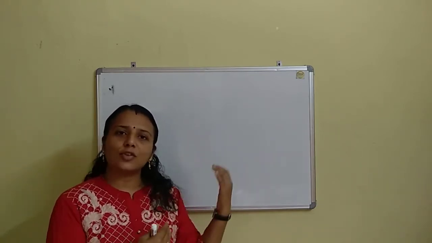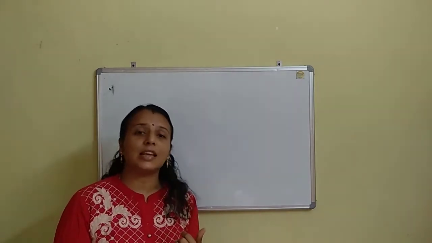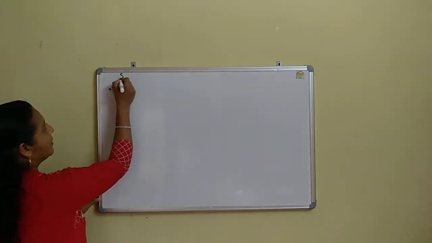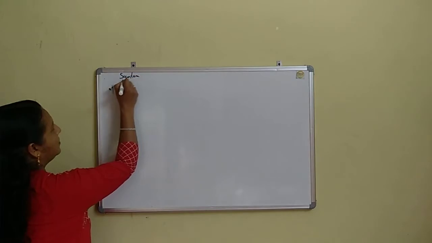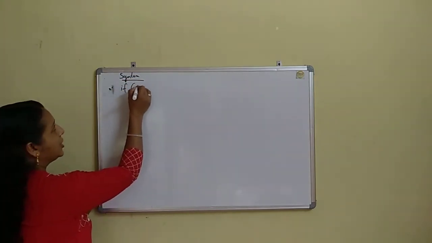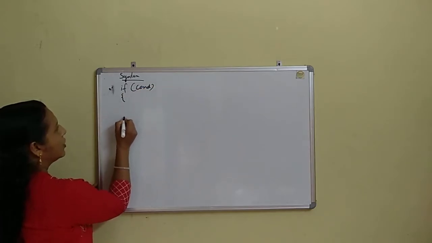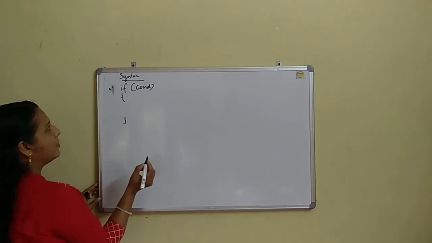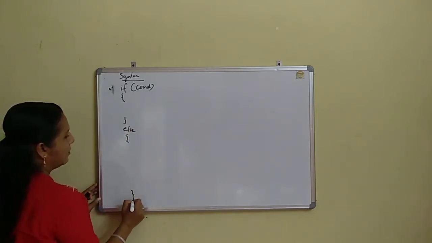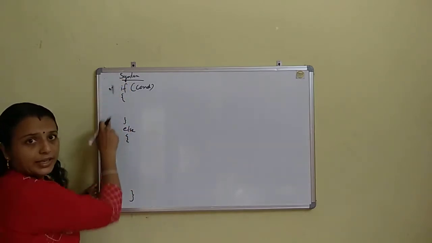Okay, so let's see what the syntax is. After seeing the syntax you will understand what a nested if-else block is. The syntax of a nested if block is like this. There is a main if condition, and this is the main block for that if. This is the outer if block and this is the else part of this if block.